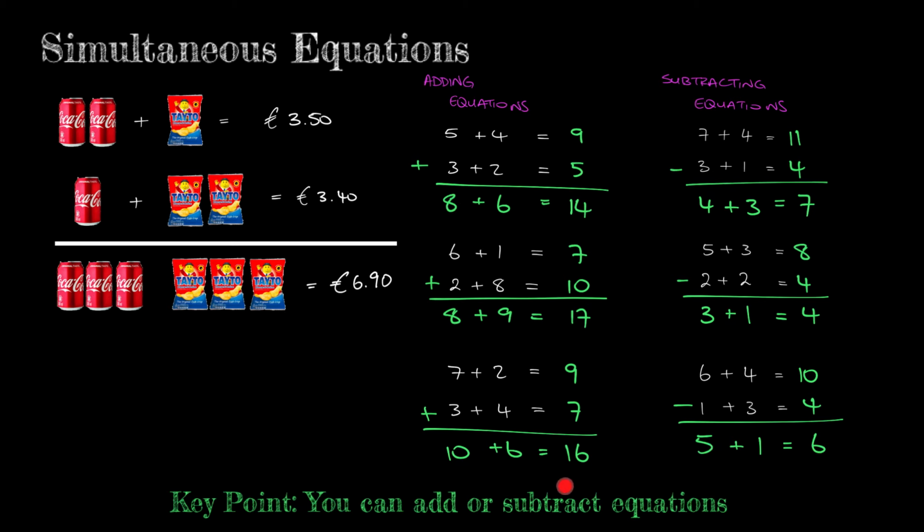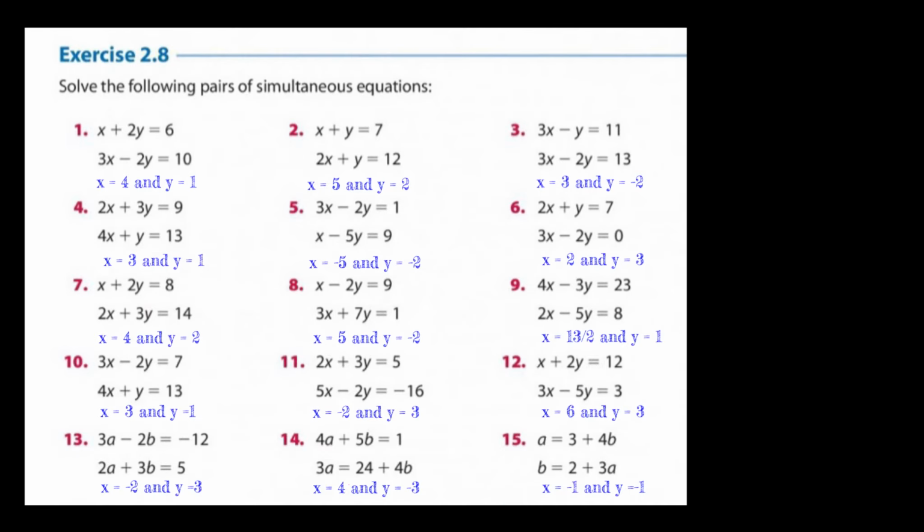So the key point is that you can add and subtract equations. Okay? And that brings us on to the simultaneous equations, which are the next ones. And I'm going to show you that now. Okay? So here we have a list of simultaneous equations. You can see there, simultaneous equations just means that you've got two equations with two unknowns. In this case, we've got x's and we've got y's. So simultaneous just means that you have to use the two equations to solve, to find the value for x and then find the value for y. So you'll end up with two answers.